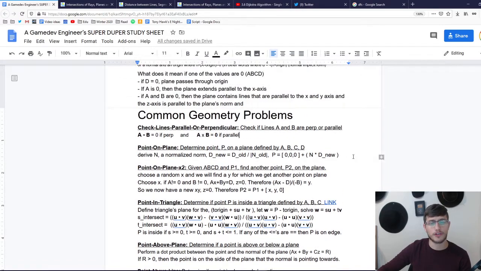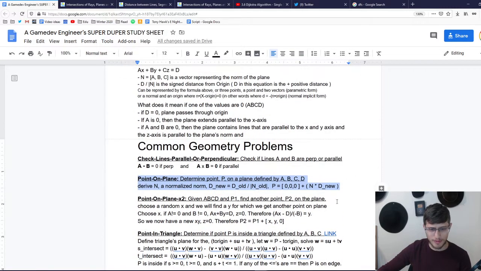Okay, cool. So now this is the one that ruined my chances at a certain company. Basically, to determine a point on a plane defined by A, B, C, D, what you have to do first, and I forgot this step, it's very important, is you have to understand that A, B, and C are the norm of the plane, but it's not the normalized norm. You have to normalize that norm first. So in order to do that, you have to derive n, the normalized norm. You just take A, B, C, the vector, and divide it by its magnitude. And so you get n, which is the normalized norm.